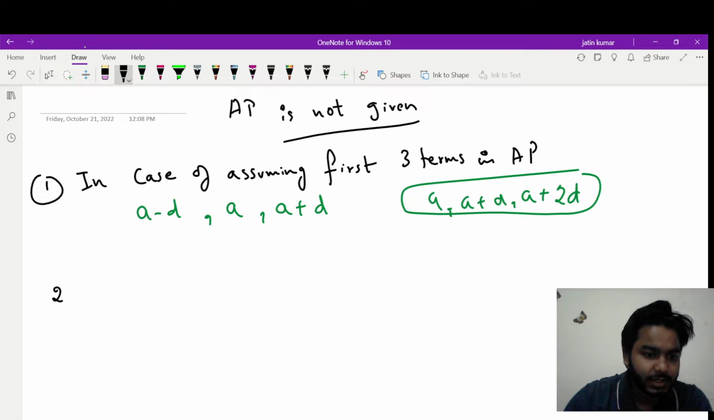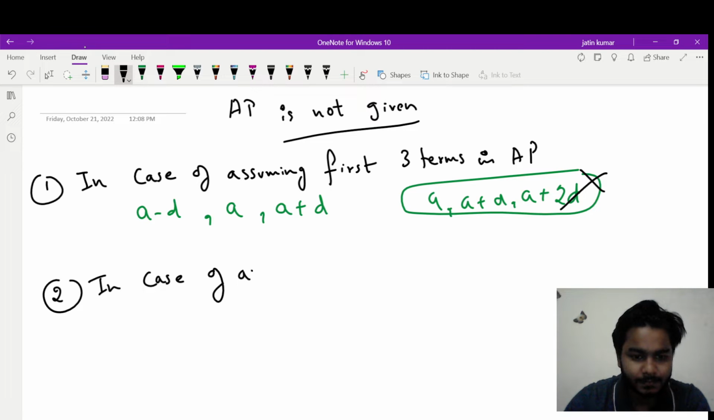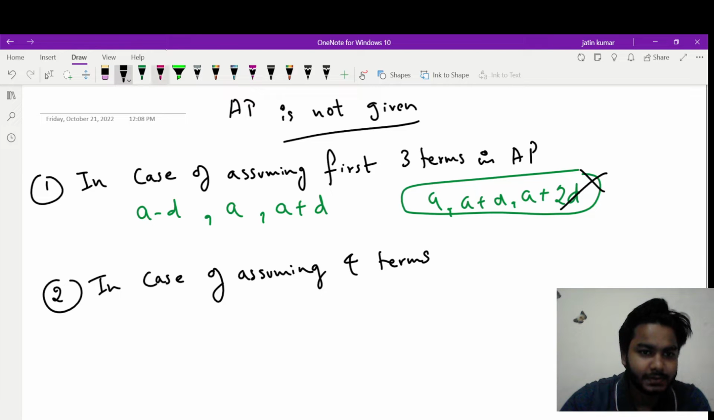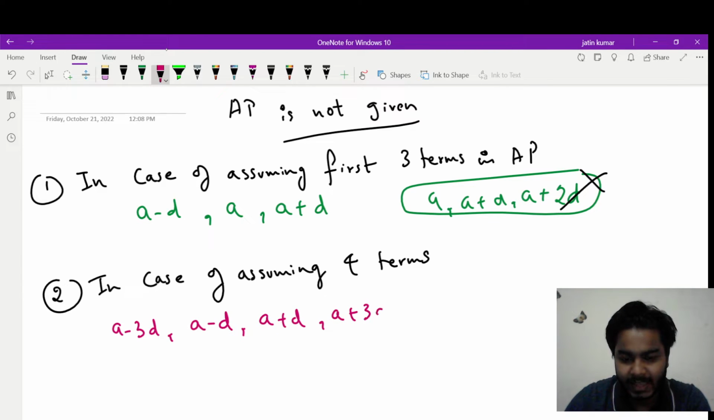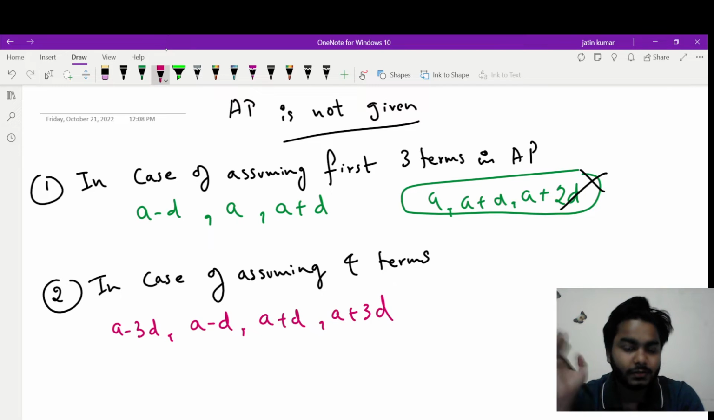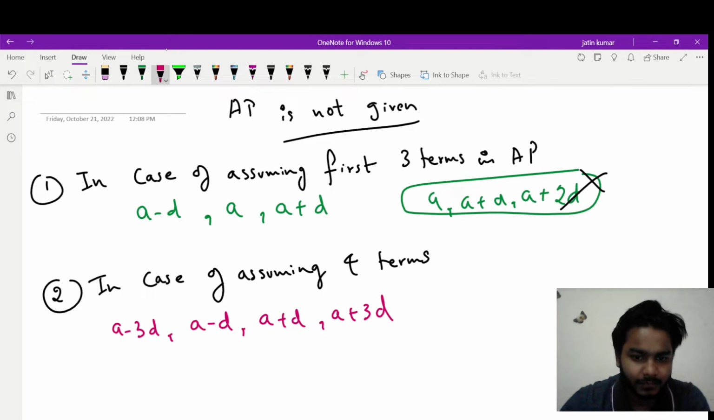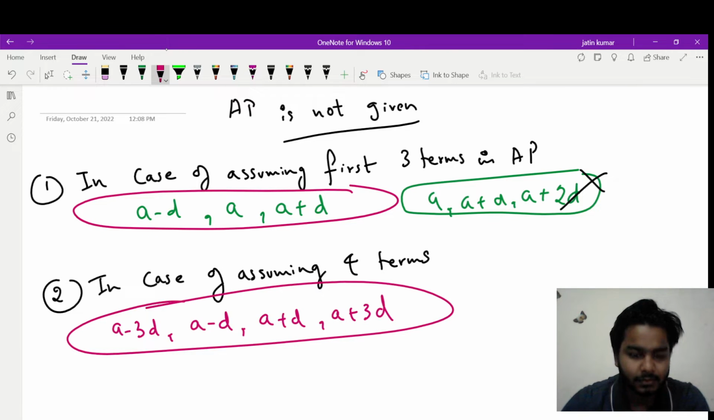Now in case of assuming four terms, you will always assume a minus 3d, a minus d, a plus d, a plus 3d as your four terms of AP. Do not assume a, a plus d, a plus 2d and a plus 3d as your four terms. Never ever. Always assume a minus 3d, a minus d, a plus d and a plus 3d as your four terms, and in case of three terms, a minus d, a and a plus d. You will have to remember these terms. Always assume these terms.